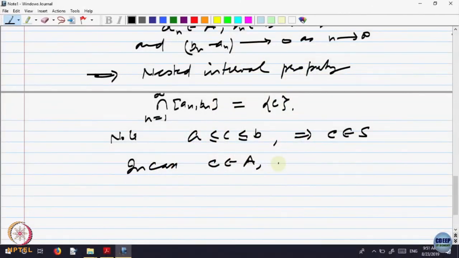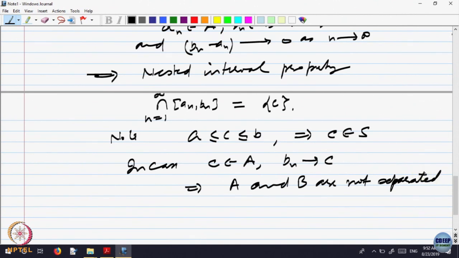In case B, Bn converges to C implies A and B are not separated. Is that clear? Because every neighborhood of C must have some Bn after some stage onward, actually all, right? Because Bn is going to converge. Nested interval property, the right end points must be converging. It is a nested sequence, a decreasing sequence. That means there is no neighborhood of the point C in A which is disjoint from B, because one Bn at least will come in. So, A and B are not separated, not possible, not true.